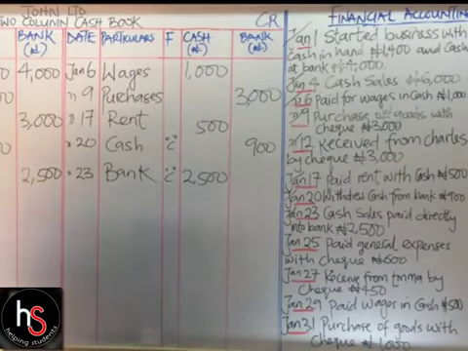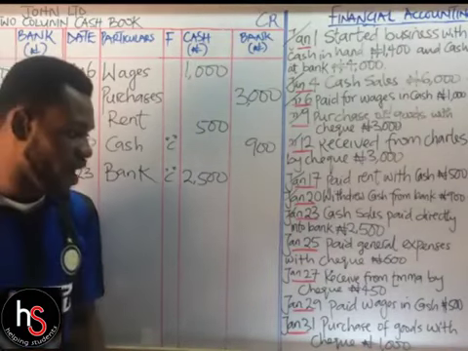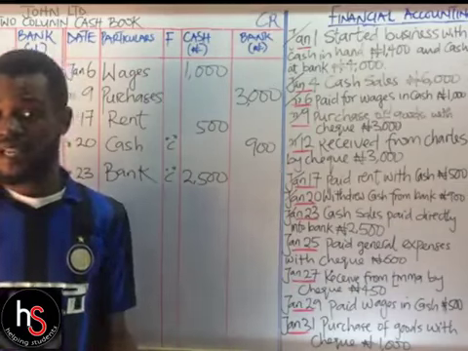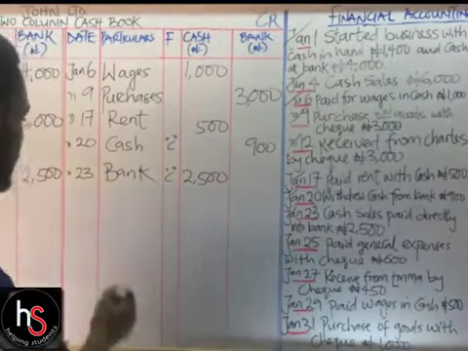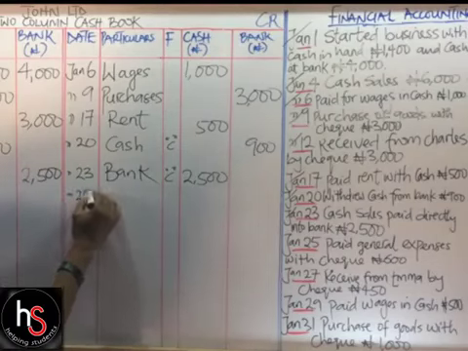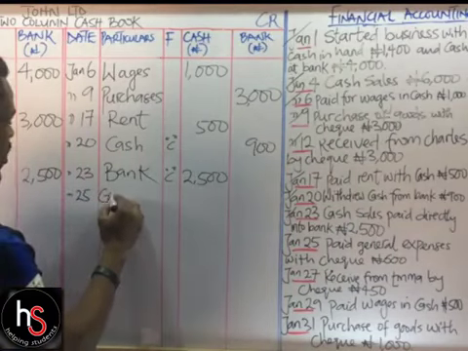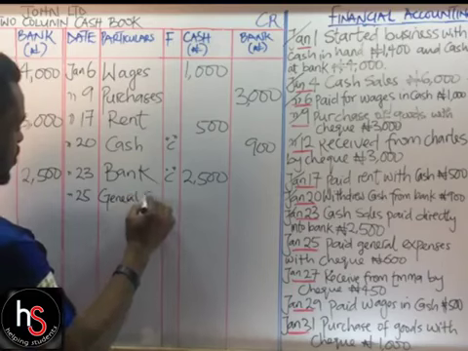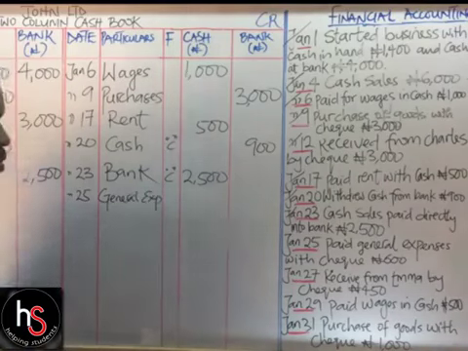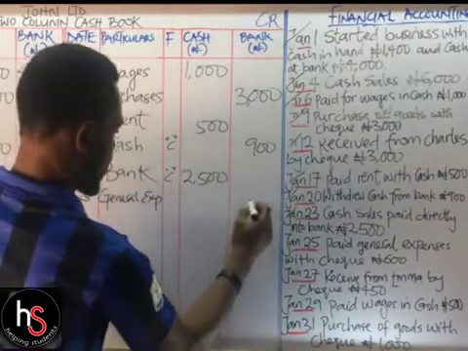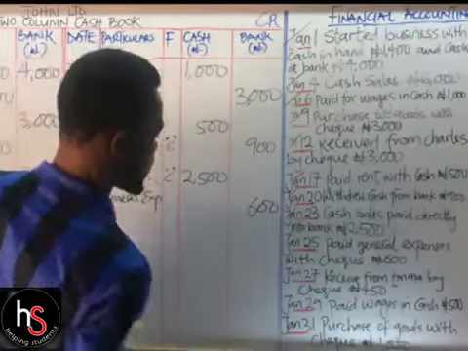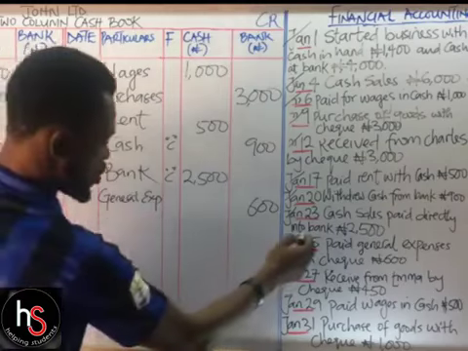Then January 25th, you have paid general expenses with check. These are expenses as well. So the money is going out of your account. January 25th. Expenses, general expenses. And how much is it? 600 by check. So we'll record under the bank account. We have 600 by check.